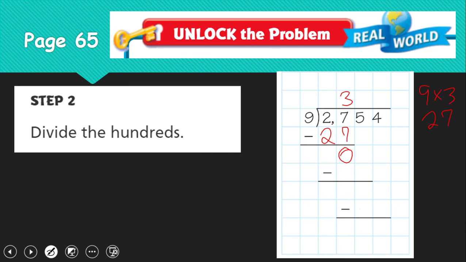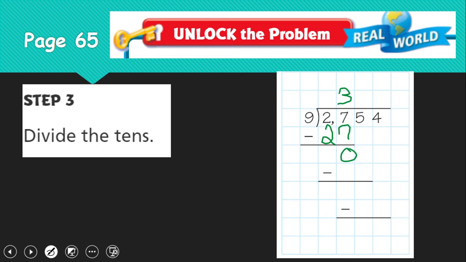Now we need to bring down. So I'm going to go ahead and bring down my 5. And then that's the next step right over here. I should be using green. So we bring down my 5.